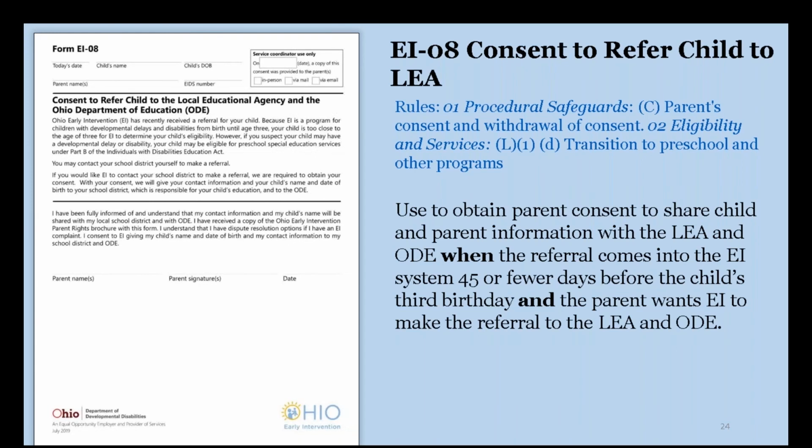So in EI 08, this is the consent to refer child to the LEA. This form is very specific and we suspect it will have very limited use for obtaining consent. It is only for obtaining parent consent to share child and parent information with the LEA and ODE when the referral comes to the EI system 45 or fewer days before the child's third birthday, and the parent wants the EI system to make the referral to the LEA and ODE.